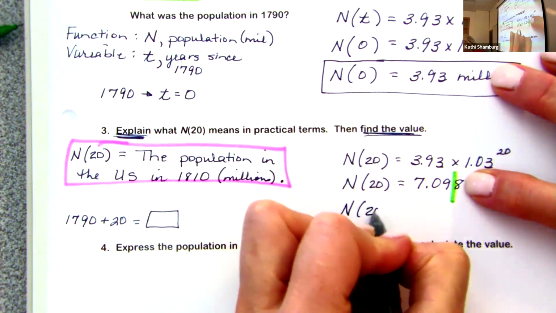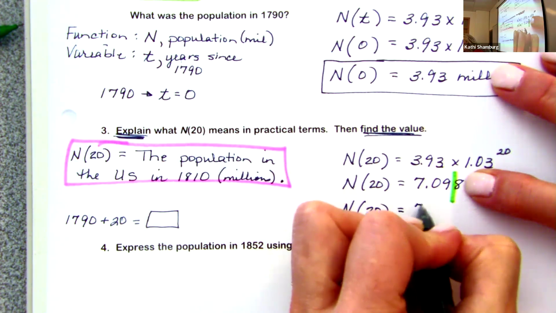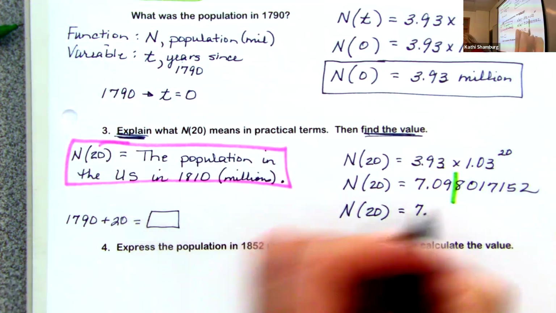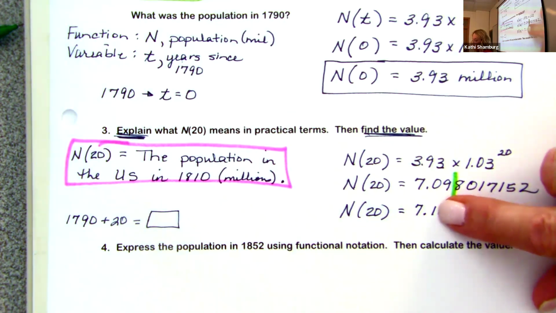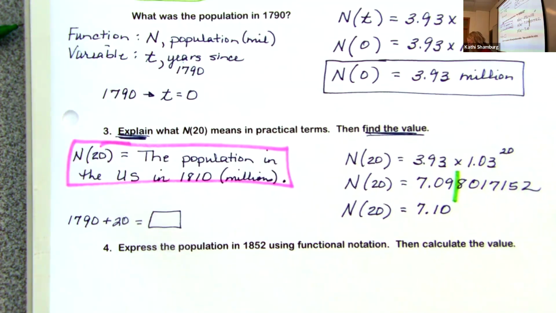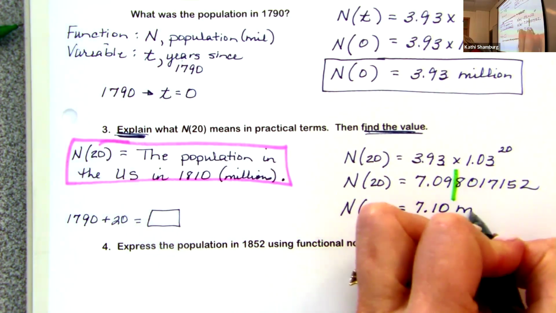So in at 20, what would it be? 7 point what? Million. Now give me 1, 0 to know we rounded to 2 decimal places. Even though that 0 doesn't change the value, if you just show that, it leads me to believe you rounded to 1 decimal place. So go ahead and put that 0 there. And then of course, we're talking about million.